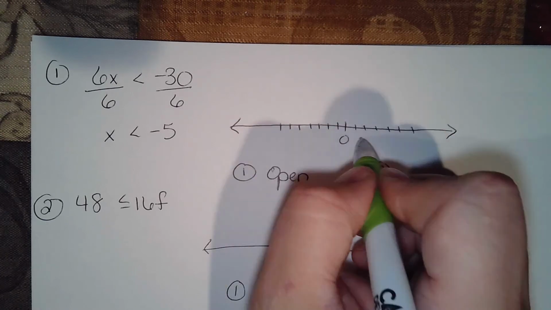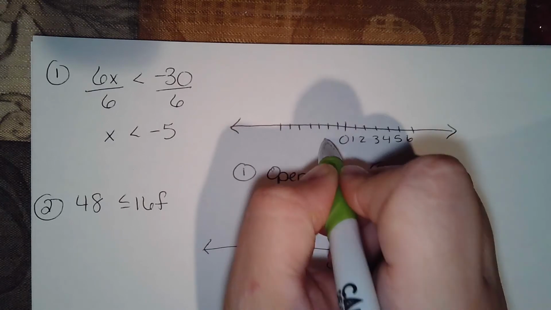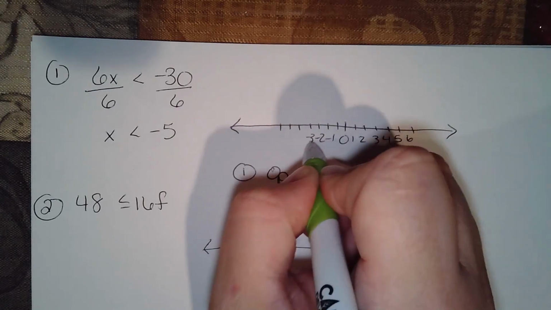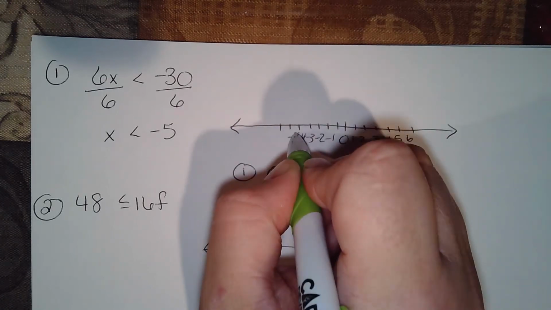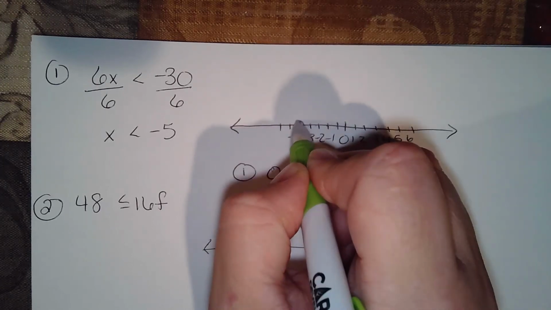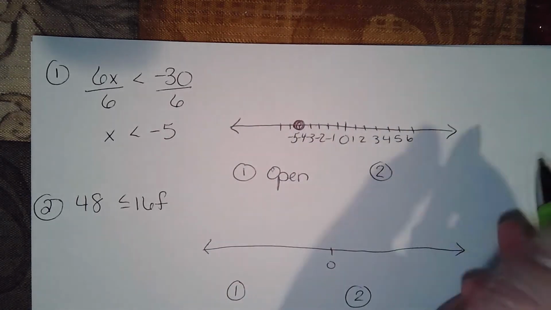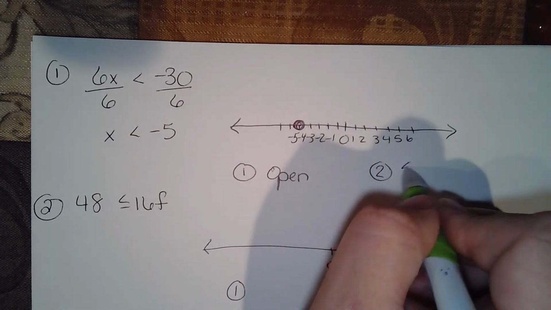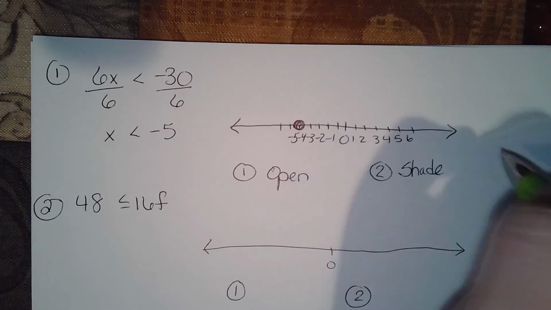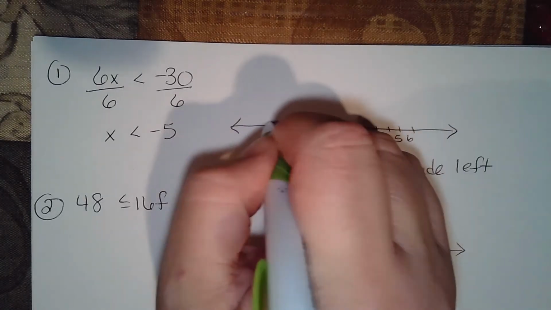So let's fill them in. Okay. 1, 2, 3, 4, 5. It is open at negative 5. And it says x is less than. So that means I'm going to shade left. So I go ahead and shade left.